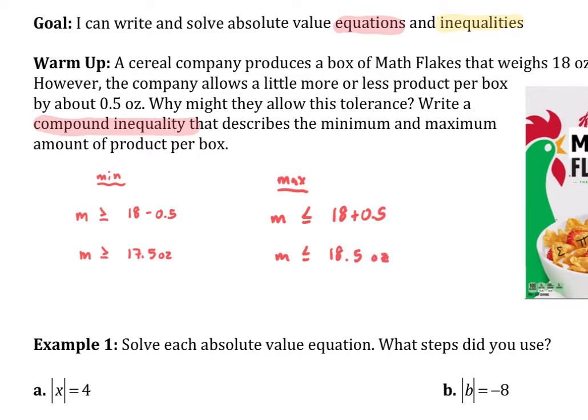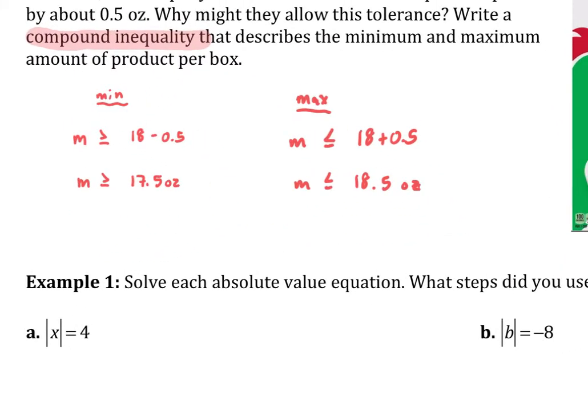ounces. Now, when we talked about compound inequalities, we always had the word and or the word or right in between. So which one do we use? Well, notice what we need is the box has to have at least this and at most this. So it's actually the word and in between. So here is my final result. So it's all the numbers that are between 17.5 up to 18.5 ounces, including those values.